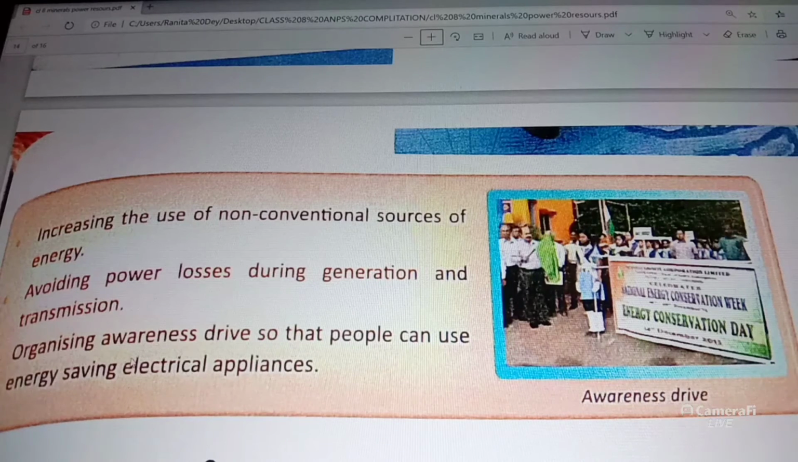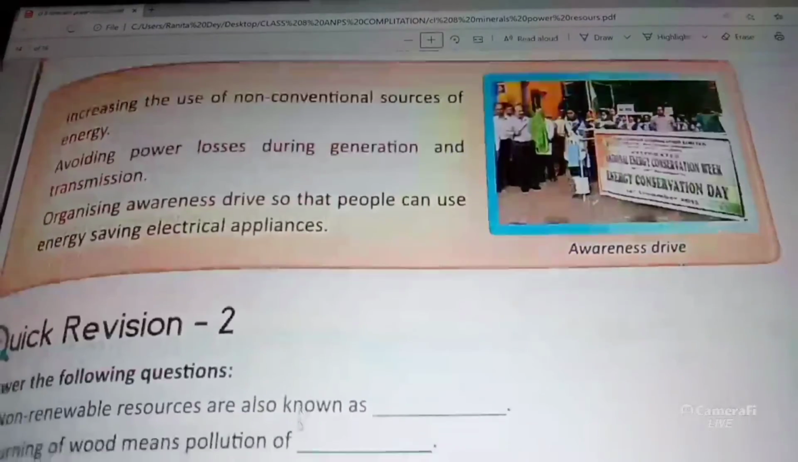That's why, as I've already said, we should organize awareness drives so that people use energy-saving electrical appliances. If we are not using any electric appliance right now, then we have to plug it out. Not plug it in, plug it out.